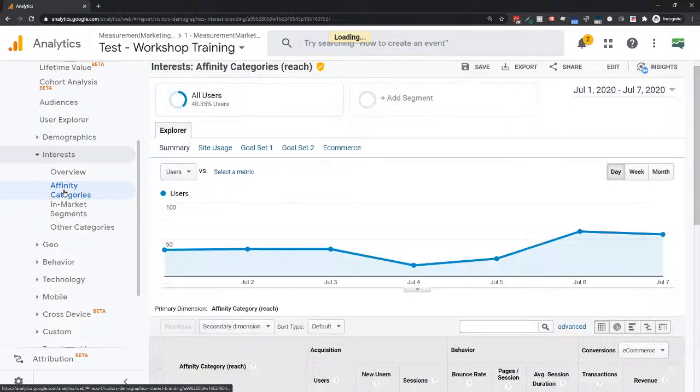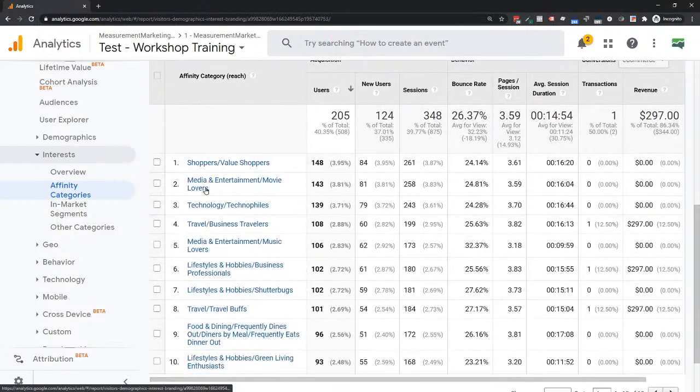So what are the other things that they like? Here I come back down, and I can see, okay, shoppers, value shoppers, makes sense. They're shopping for stuff. Media and entertainment, I did not realize that. So y'all like media and entertainment. So do I. I'm binge watching Netflix all the time, and Hulu, and Amazon Prime, and way too much other stuff. There's our technophile, so we've got technology in place. Travel, business travelers, so traveling around a little bit. Media and entertainment, again, for the win. Music lovers, movie lovers. So good on both counts there.